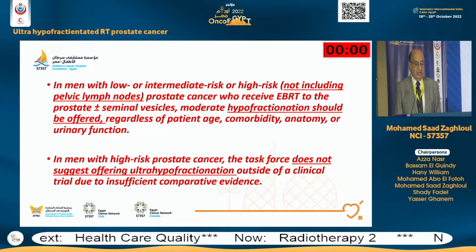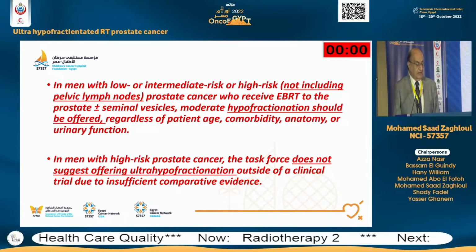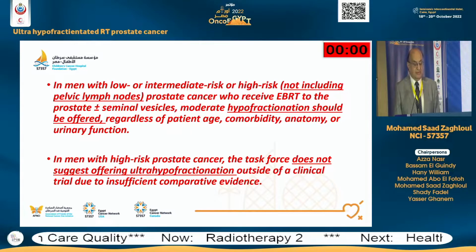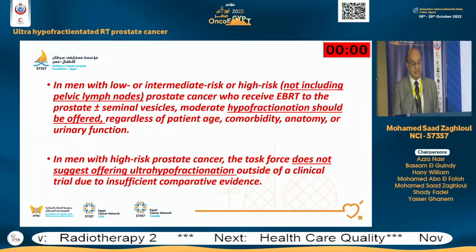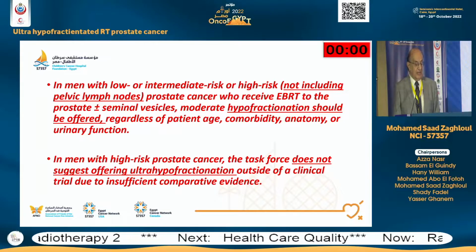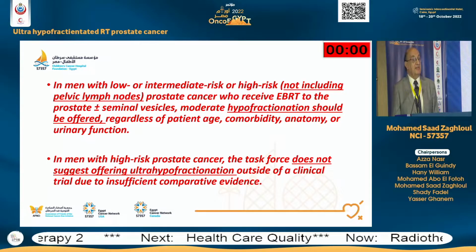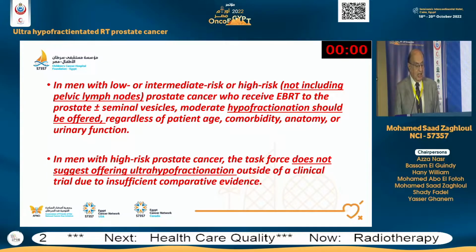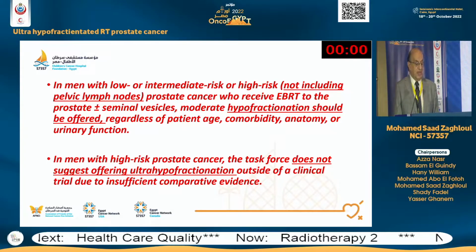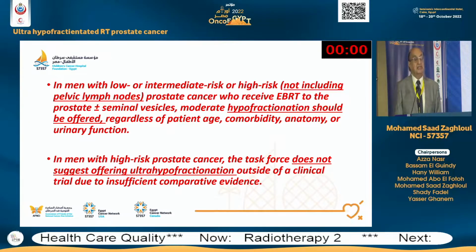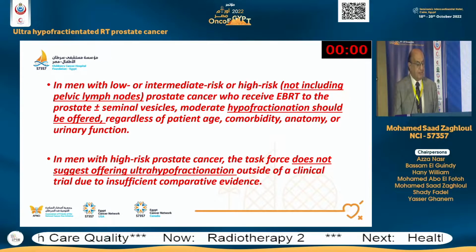For high-risk prostate cancer, the task force doesn't suggest offering ultra hypofractionation outside a clinical trial, although there are a lot of clinical trials showing that it is successful in high-risk patients.